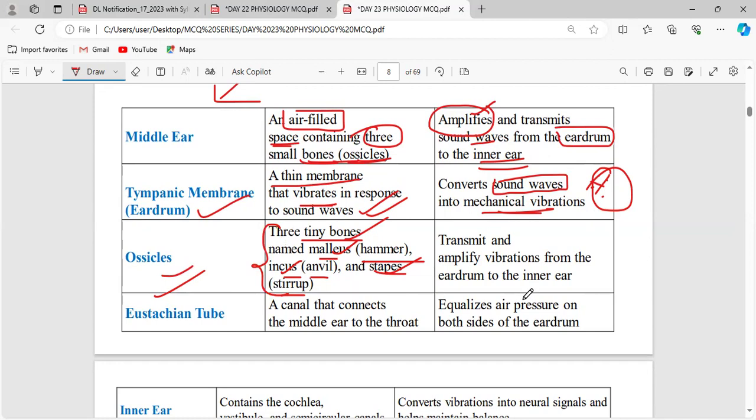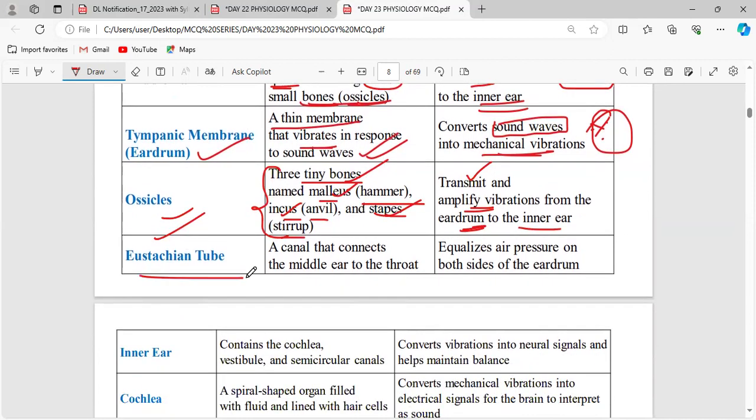And what is the function performed by these tiny bones? They transmit and amplify the vibrations from the eardrum to the inner ear. And what is the Eustachian tube? This is a canal-like structure that connects the middle ear to the throat. Okay, this is also an important structure. Now, what is the function performed by this Eustachian tube?